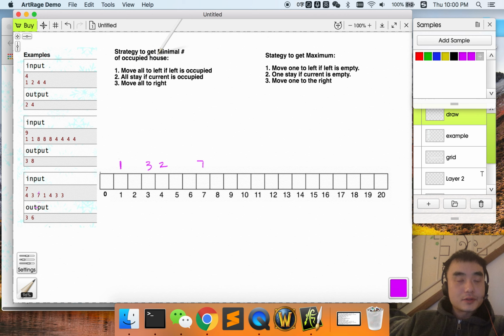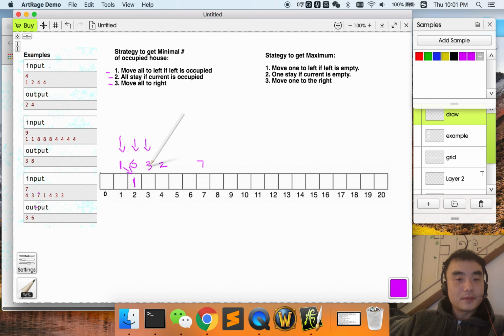So to get the minimum number of occupied houses, we first point to the first house and move all to left if left is occupied. It's not occupied, so we move on. Or stay if current is occupied. So it's not occupied, so we move on. Move all to the right, right? So we move all these guys to its right. Then point to here. Nobody here. So move on.